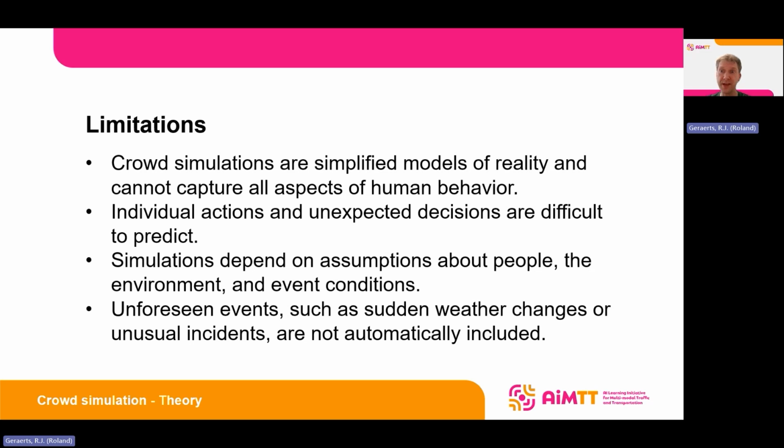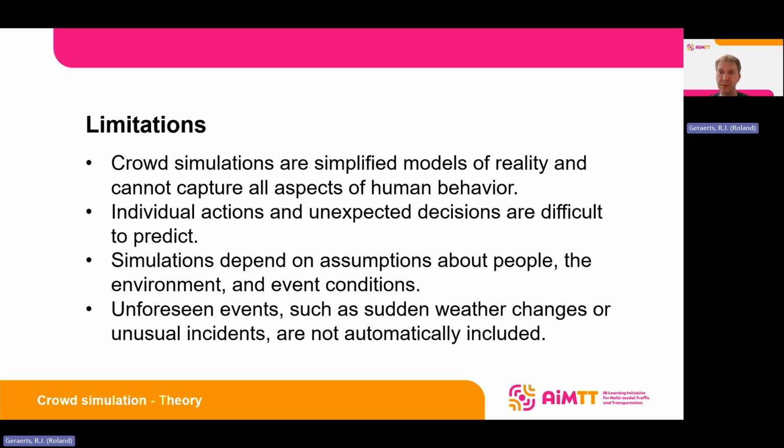For example, simulations can often predict where bottlenecks are likely to occur, how crowd dynamics may evolve, and how changes to the environment might affect pedestrian flows. These types of aggregate behaviors are generally more predictable than the actions of individual people.